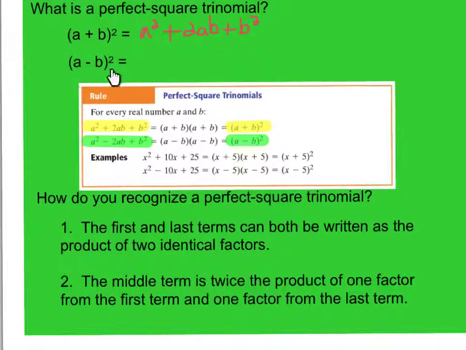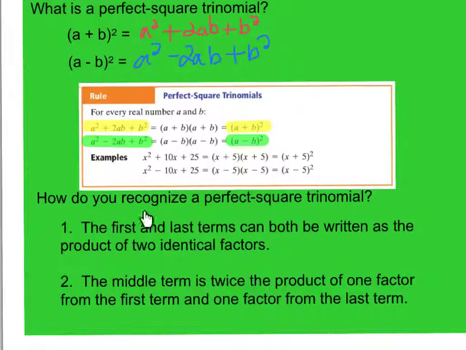Okay, and for minus, it will look like this. We end up with a squared minus 2ab because when we add these together, it's negative and it stays negative. But we do end up with plus b squared because two negatives multiplied together are a positive.